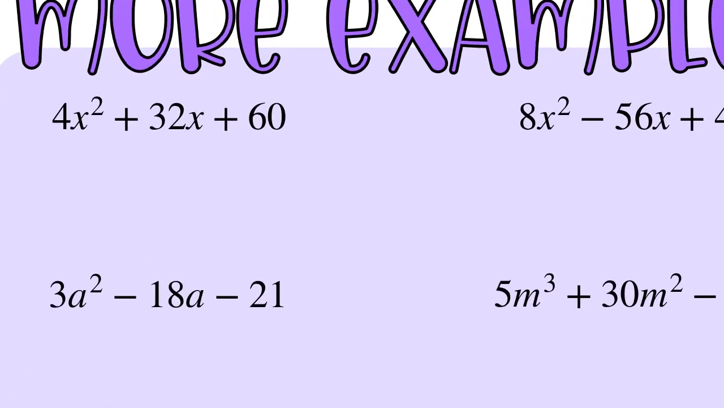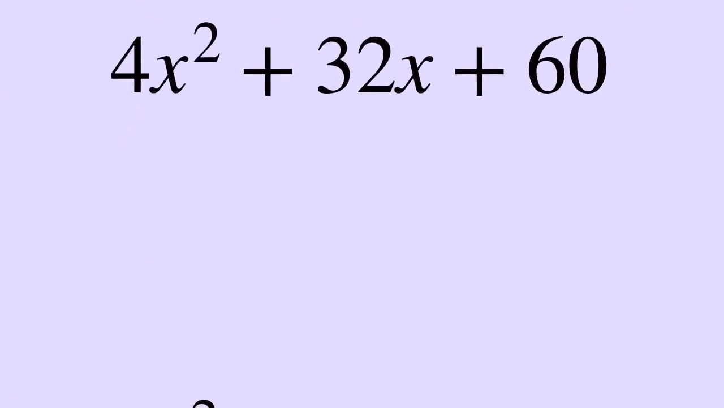All right, so in this first problem, again, first thing you always want to do is try to figure out the greatest common factor. So let's take a look at all 3 of these terms here. Well, it looks like 4 would go into all of these, right? So 4 goes into 4, 4 goes into 32, 4 does go into 60. And if you didn't know that, you could just try to divide 60 by 4 and see if you get a nice whole number. So let's go ahead and take the 4 out.